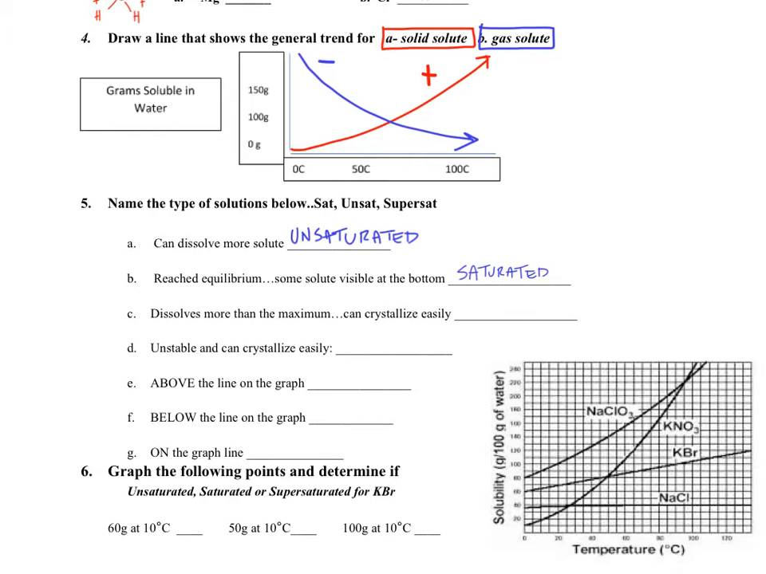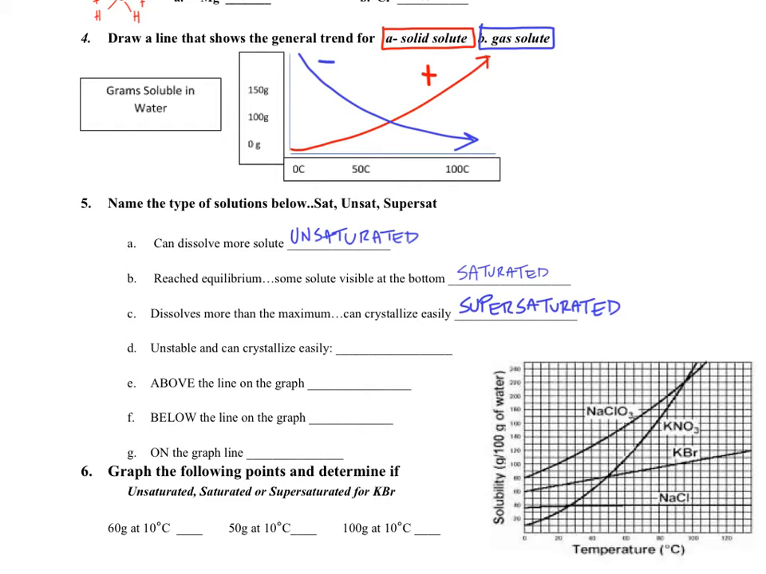If I've stirred and stirred and I cannot dissolve any more sugar in my tea, and some of that sugar starts to settle at the bottom of my glass, then that solution is said to be saturated. It can no longer dissolve any more solute into itself. C, dissolves more than the maximum and crystallizes easily. Is that saturated, unsaturated, or supersaturated?